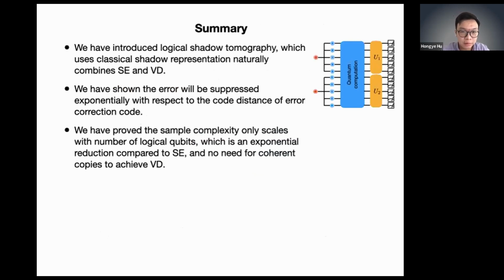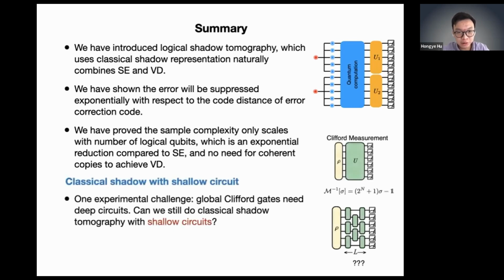And as a summary, in this work we introduced logical shadow tomography, which uses classical shadow representation and naturally combines subspace expansion and virtual distillation. We have shown the error will be suppressed exponentially with respect to the code distance of the error correction code. Last but not least, we have proved the sample complexity only scales with the number of logical qubits, which is an exponential reduction compared to the subspace expansion, and there is no need for coherent copies to achieve the virtual distillation. So the only extra part we introduced to achieve logical shadow tomography is a global Clifford transformation for each of the logical qubit sectors.